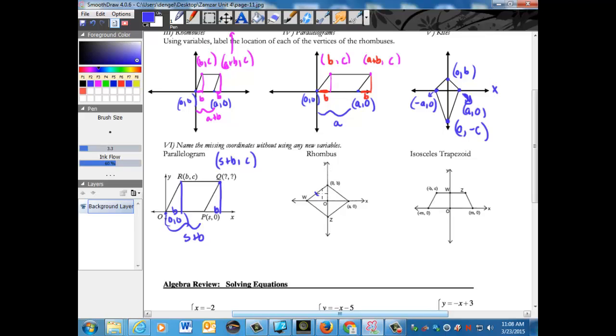For the rhombus, all sides are the same, so we know this would be negative A, 0 because we had A, 0 on the right hand side, and this will be 0, negative B. For the isosceles trapezoid, we know these 2 lengths are the same, so if I went left B up C, I would have to go right B and then up C.